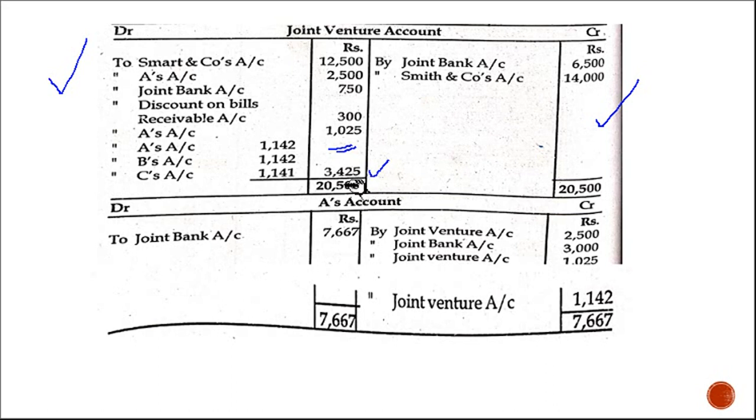1 is to 1 is to 1. 3,425 into 1 by 3, 1 by 3, 1 by 3. So you got this. Here there will be some decimal points. That's okay, no problem. You can round it off. Okay, then A's account. Same thing. Whatever journal entries are there, you have to find out which journal entries are related to A. When A's account comes, the same journal entries you have to post here. So there is one.